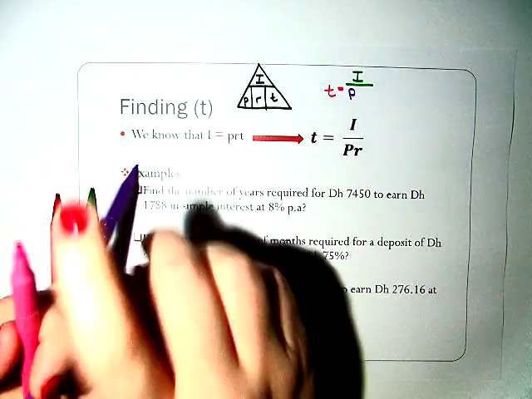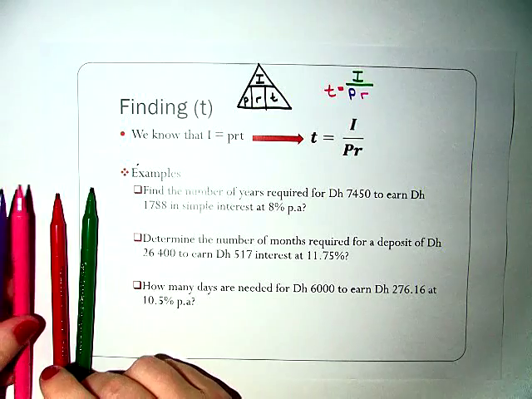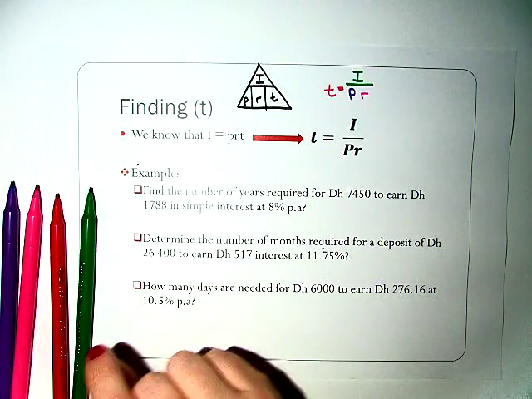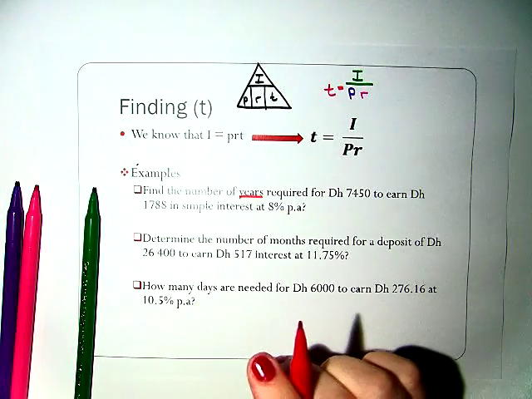p times the rate. Okay, so let's go ahead and start by looking at some questions and identifying the parts that we need. Find the number of years. So that's perfect. We don't have to do anything at the end.